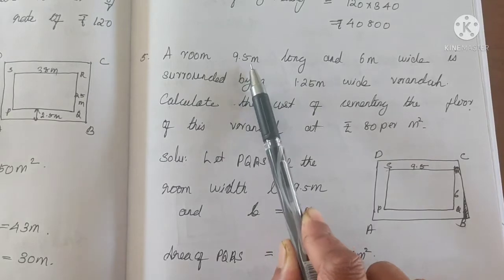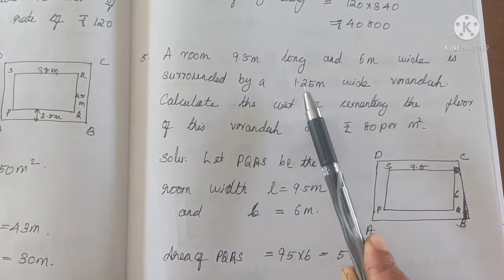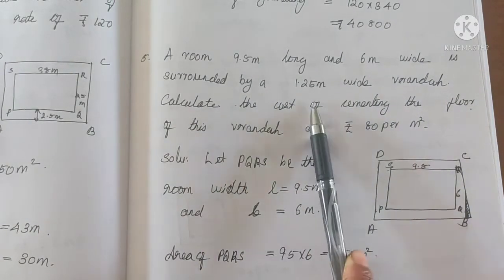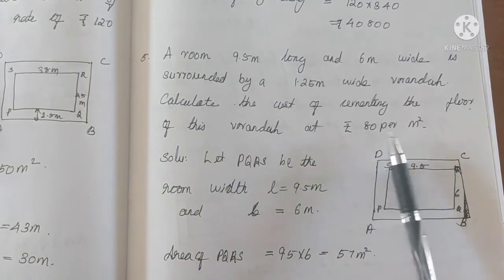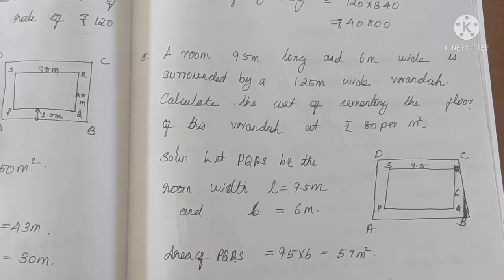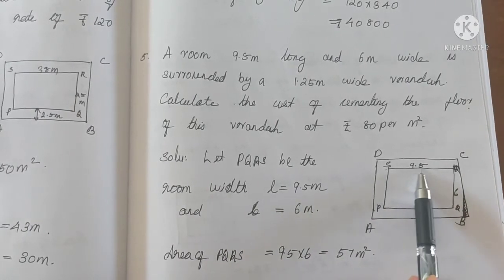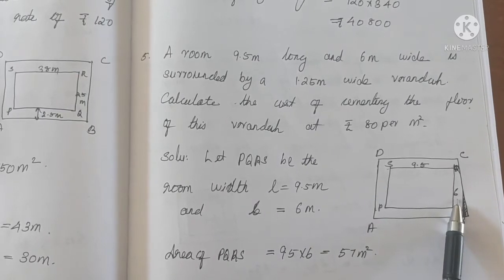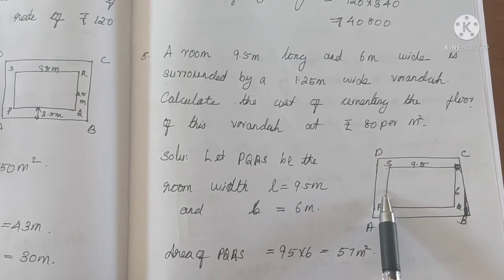Let's see question number 5. A room 9.5 meter long and 6 meter wide is surrounded by a 1.25 meter wide veranda. Calculate the cost of cementing the floor of this veranda at rupees 80 per meter square. Listen, here PQRS is the room. Here the length is 9.5 and the breadth is 6 meter wide. And it is surrounded by this veranda. The width of the veranda is 1.25 meter.